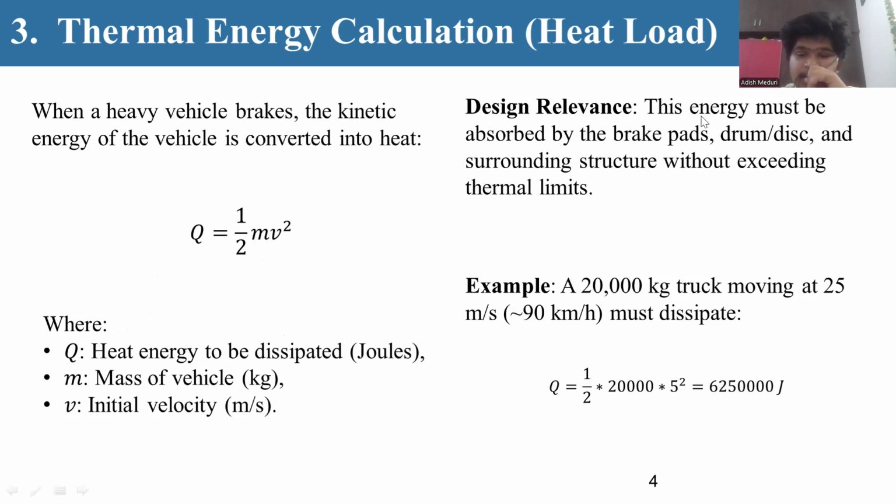Design relevance. This energy must be absorbed by the brake pads, disc, drum, and surrounding structure without exceeding thermal limits. Every brake has a thermal limit. For example, a 20,000 kg truck moving at 25 meters per second, that is 90 kilometers per hour, must dissipate how much? So 90 kilometers per hour is given, and the mass of the vehicle is given. Then we need to do Q equals half mv square. Q equals half into m, which is 20,000, into v, which is 25 meters per second, that is 25 squared. Okay, so everyone, I guess, understood this.